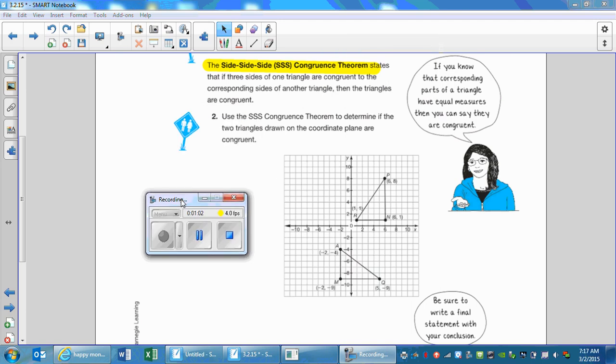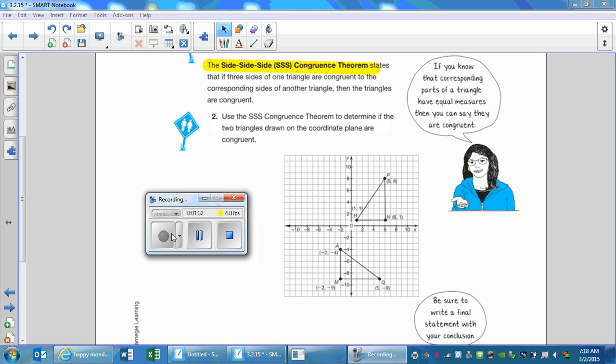All right, so the side congruence theorem states that if three sides of one triangle are congruent to the corresponding sides of another, then the triangles are congruent. So yesterday, well, Friday, today, and tomorrow, we're studying how line segments are congruent and then using that to prove triangles are congruent. And there are three theorems.